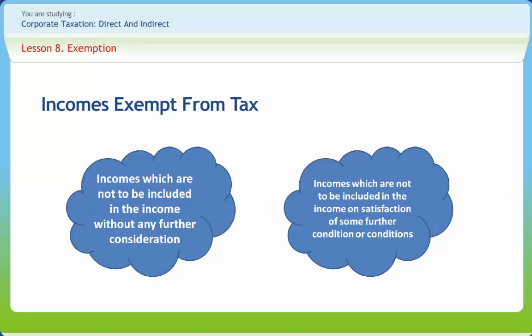Income of a local authority under the heads income from house property, capital gains, income from other sources, or income from supply of commodity or service within its jurisdiction, or income from supply of water or electricity in its jurisdiction or outside its jurisdiction, Section 10, 20.